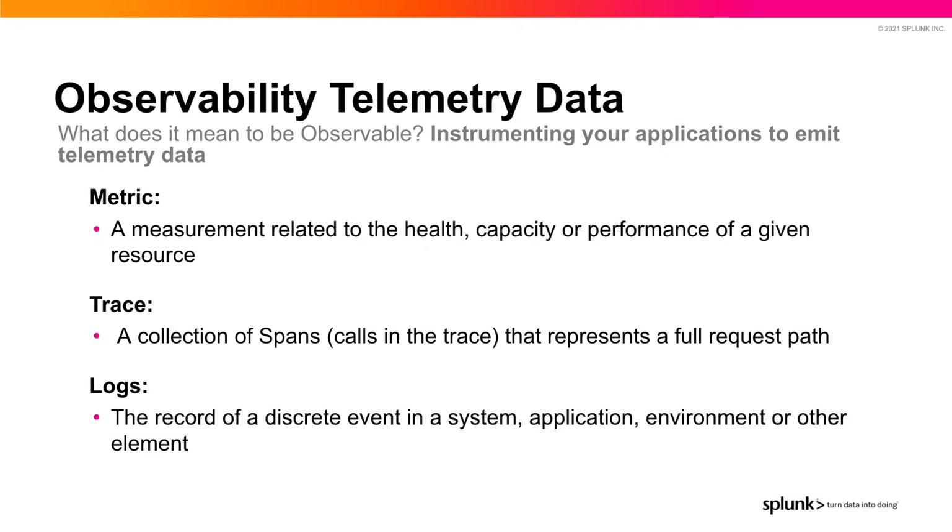A trace is a collection of spans or calls in a trace that represents a full request path. A good example here is an HTTP request header that contains the trace context. Now, the trace context acts like the glue to hold all the spans together. And a span is a unit of work that contains a name, a start time, and an end time. A unit of work example is an HTTP call, a database call, or an API call. And last but not least, we have logs. A log is a record of a discrete event in a system, application, or environment.